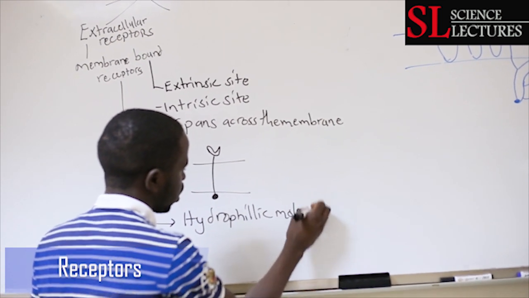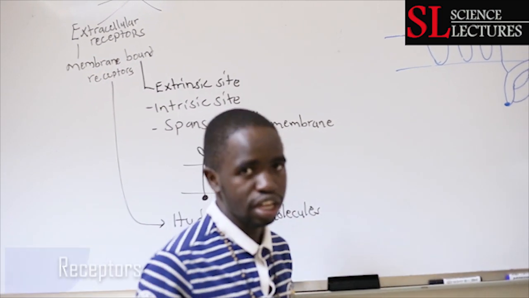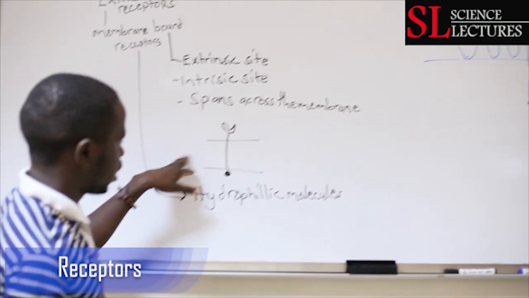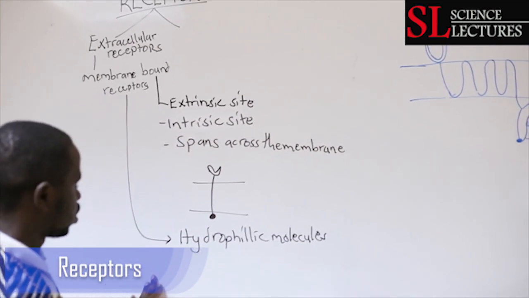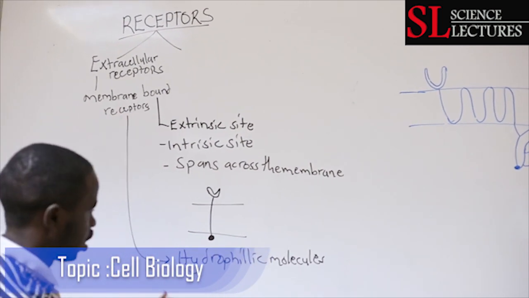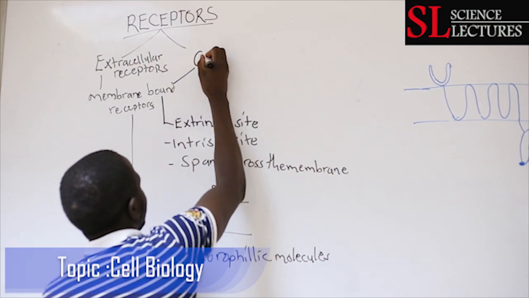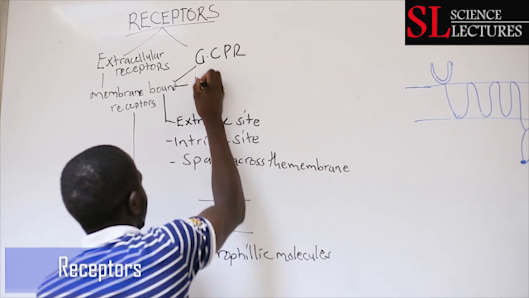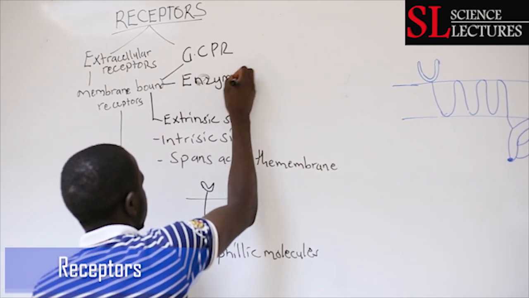They bind hydrophilic molecules, which cannot easily cross the cell membrane. So they bind to receptors on the cell surface membrane and will trigger a cellular response, as we are going to be seeing. I say they bind hydrophilic molecules, and there are three types of membrane bound receptors. Number one, you have the G-coupled protein receptors. Number 2, we have the enzyme coupled receptors.